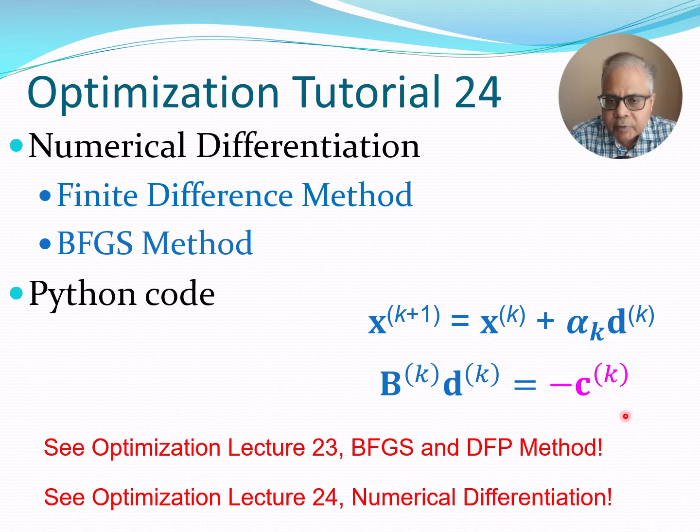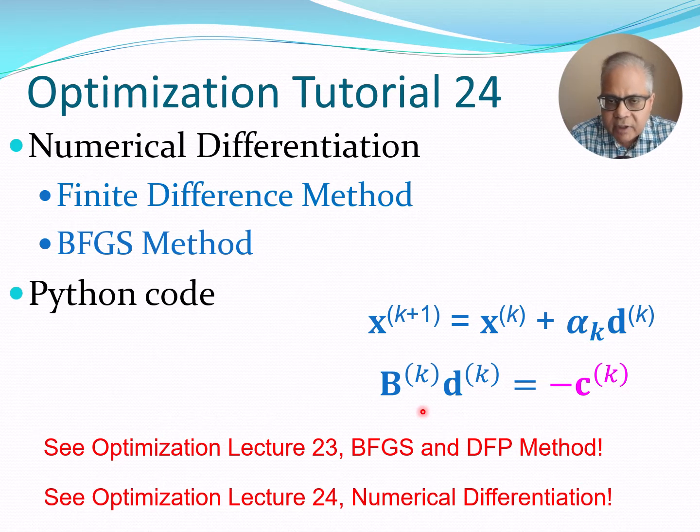Now just to recapitulate on the BFGS method, you have the search equation given by xk plus 1 equals xk plus alpha k dk, where of course xk is the current point, xk plus 1 is the next point, alpha k is the one-dimensional search step, and dk is the search direction. And in the BFGS method, we obtain dk by solving this linear system, bk dk is minus ck.